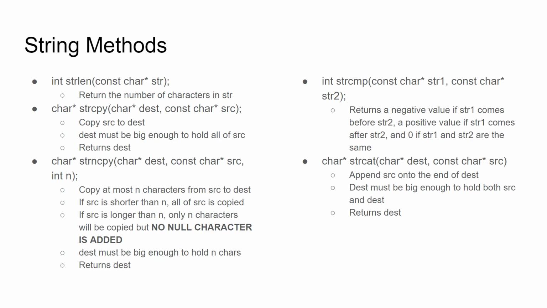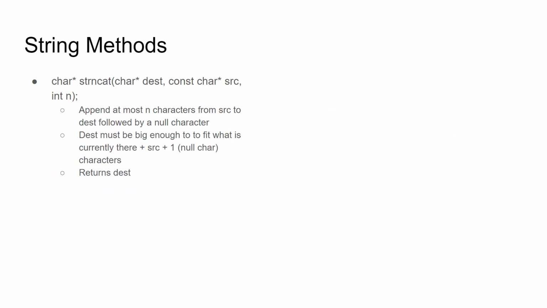Is this a C string? No, why not? There's no null character, right? C strings are just arrays of characters that end with that null character. And there's also strncat, which will add at most n characters from source to destination, but it will always put the null character in there, unlike strncpy. So you would copy either all of source plus that one extra character for the null character to mark the end. So be careful with that.